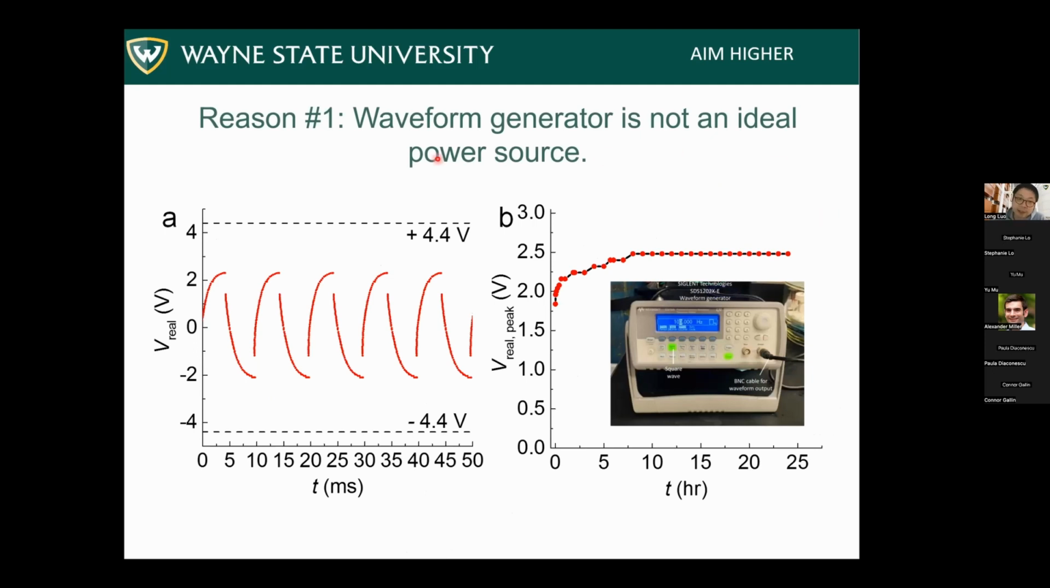The first reason is, our wave generator is not an ideal power source. Remember, we just use this to supply the voltage to drive the electrochemical reaction. But when we really measure the voltage that outputs from this waveform generator, even though we set it to be 4.4 volts, the true voltage we can monitor here is about 2.2, 2.5 volts. This is just because the AC waveform generator itself is not an ideal power supply. It has some internal resistance.